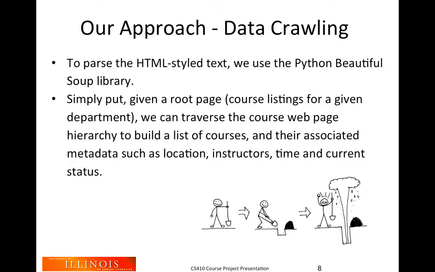So for the data crawling part, to parse the HTML style text, we use the Python Beautiful Soup library. Simply put, given a root page, the course listing for a given department, we can traverse the course web page hierarchy to build a list of courses and their associated metadata such as location, instructor, time, and current status. The current status is like whether it's closed or open or restricted.